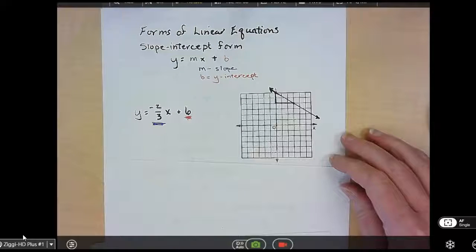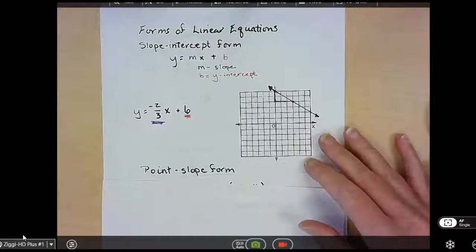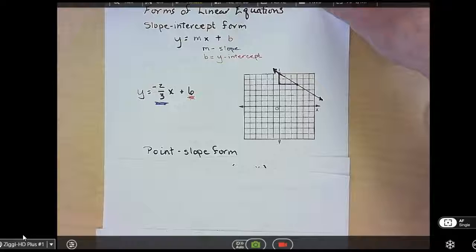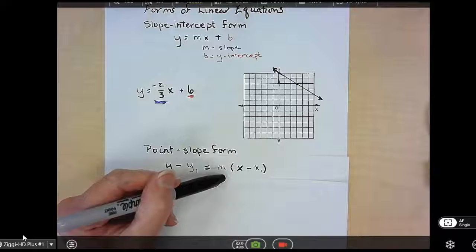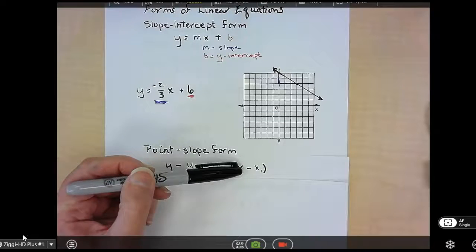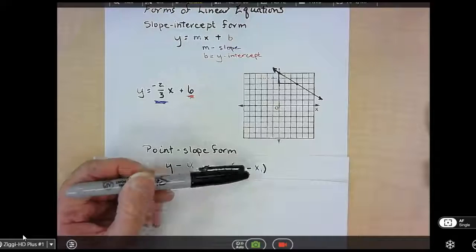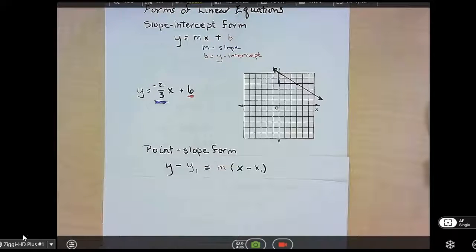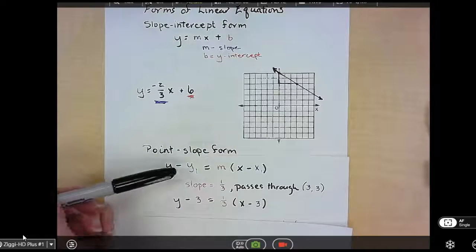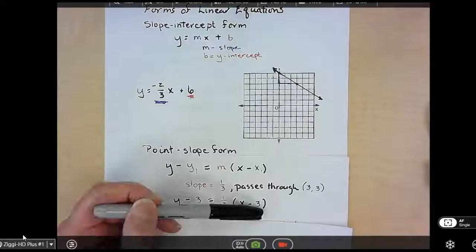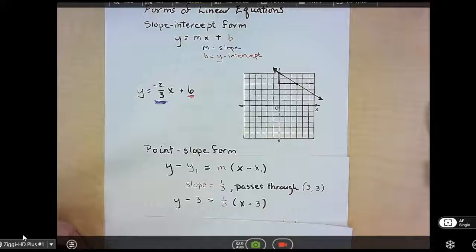The second form of linear equation is point-slope form. With point-slope form, y minus y sub 1 equals the slope, m, times x minus x sub 1. The y sub 1 and x sub 1 is the point you're given, and you're given a slope. So if they give you the slope is 1/3 and it passes through the point 3, 3, we just plug it in. The y value is 3, the x value is 3, slope is 1/3. We're done. We have written the equation of the line.